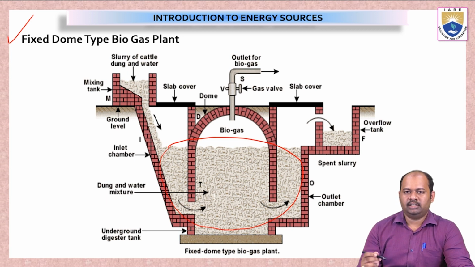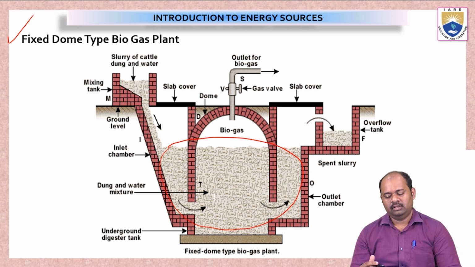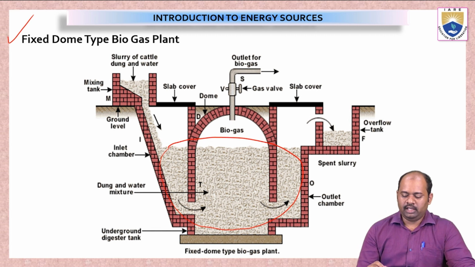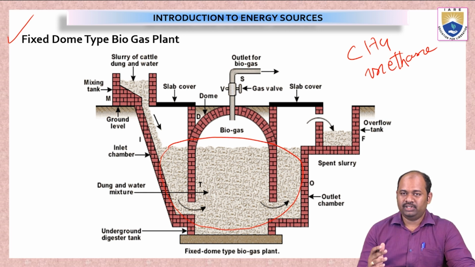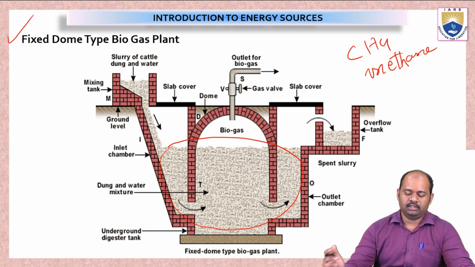Some chemicals will be added to the biodegradable material, and it will react with the chemicals we added, and a gas called methane, CH4 is its chemical formula, will be produced. After the decomposition of the material, the gas produced will be collected and stored in tanks, where it can be used to produce heat by combustion. The methane gas is very combustible, and heat can be produced by burning it. So this is how a fixed dome type biogas plant works.